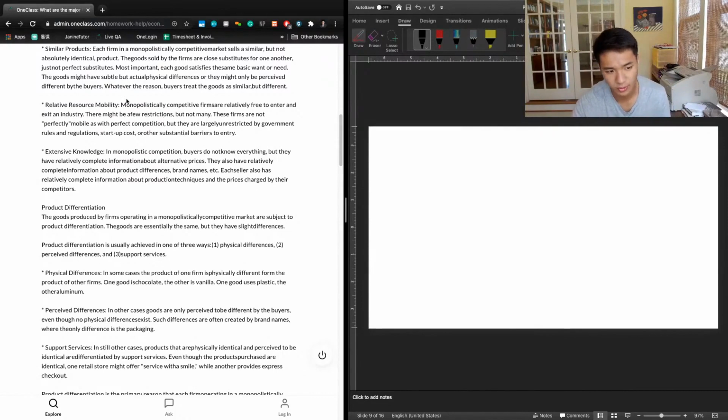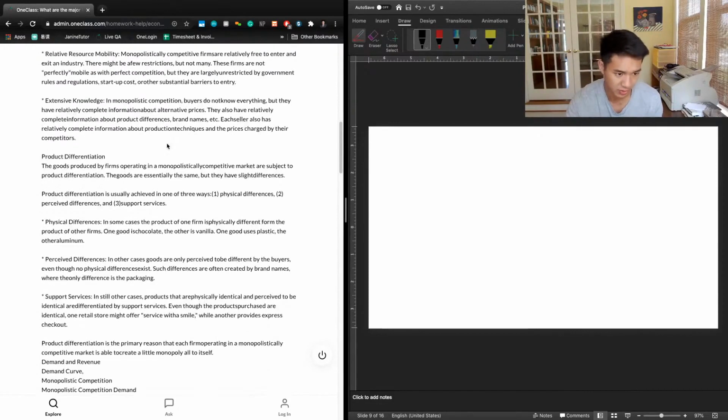Number 3, relative resource mobility. Monopolistically competitive firms are relatively free to enter and exit the industry. There might be a few restrictions, but not many. These firms are not perfectly mobile as in perfect competition, but they are largely unrestricted by government rules and regulations, startup costs, or other substantial barriers to entry.